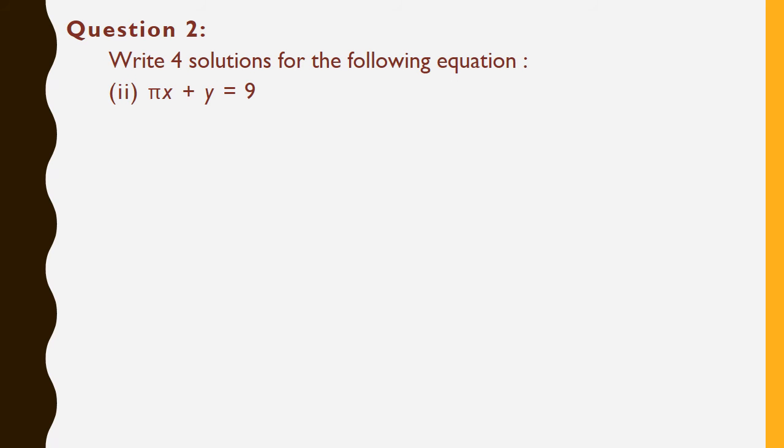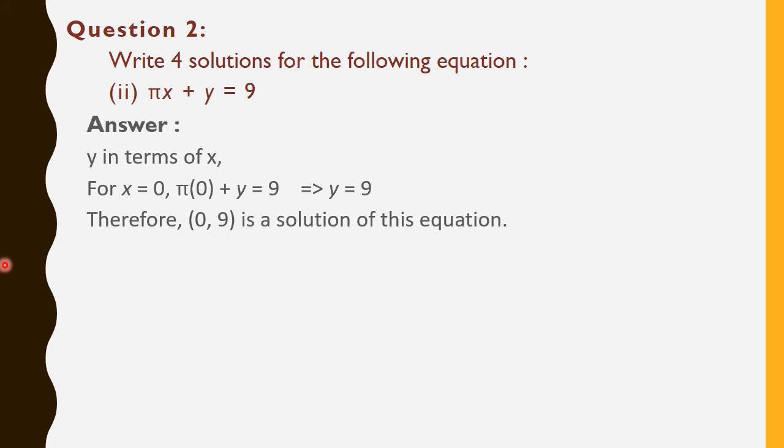Question number 2. Write 4 solutions of the equation pi x plus y equals 9. For x equals 0, let us put the value in this equation and we will get the value of y as 9. Here pi is equal to 22 by 7. So we'll get the value as 0 right over here. So y will be equal to 9. Hence, the solution will be (0, 9).